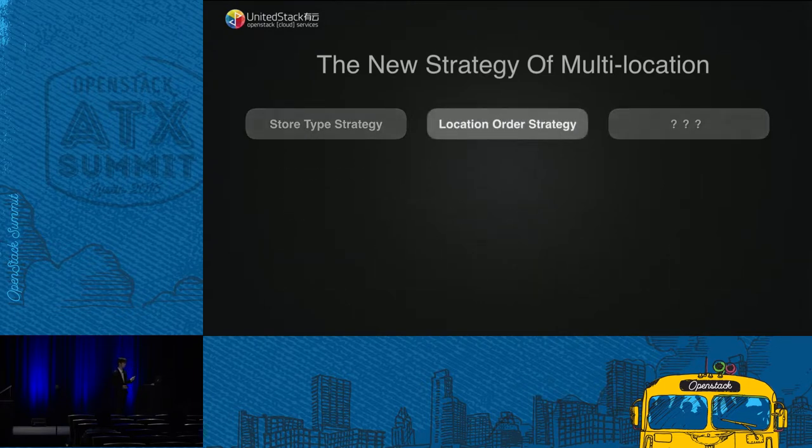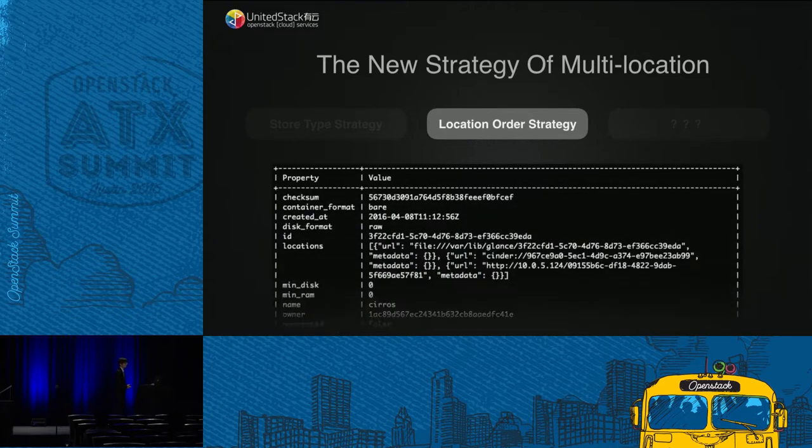And the second strategy is the location order strategy. It's simpler and returns the locations in their original order. So take this as an example. Nova could get the images from the local file first. So it's the first priority. But if the file does not exist, it tries to use Cinder and then HTTP afterwards.